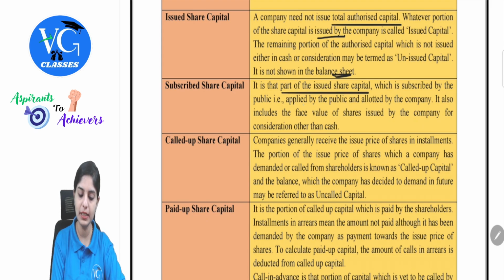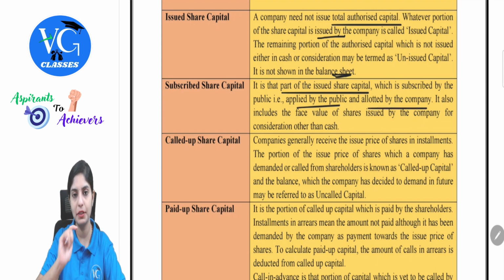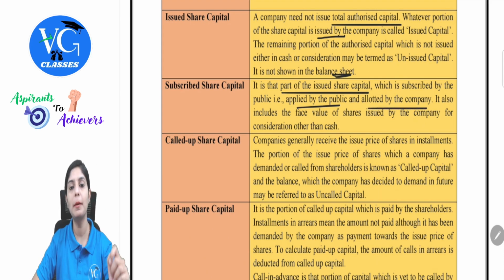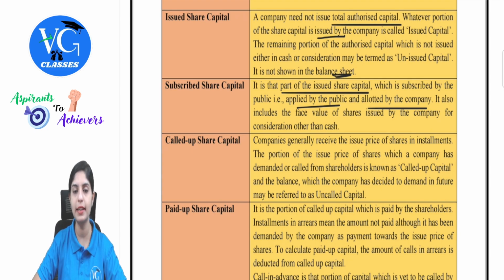Subscription means it is applied for by the public and also allotted by the company. Both the activities are important. Only if the public subscribes, it doesn't end there. The company also has to complete the allotment. It also includes the face value of shares issued by the company for consideration other than cash.